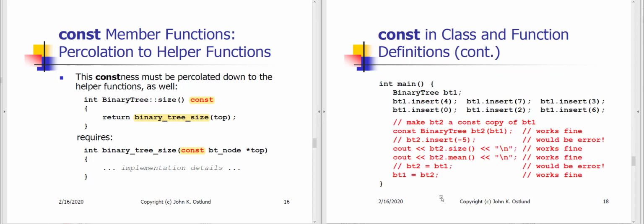Once we have gone through this process, now our binary tree objects can be const and will behave in the same consistent way that users expect. Here on slide 18, once again, BT2 is a binary tree const initialized from BT1. We cannot insert a value into BT2. We would expect that that should not work, and it won't work because the insert function has not been declared const. We'd expect that we should be able to get the size and the mean from BT2, and those do work because those have been specified as const member functions.